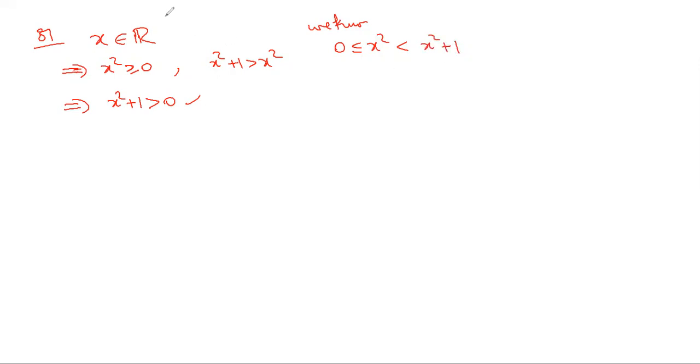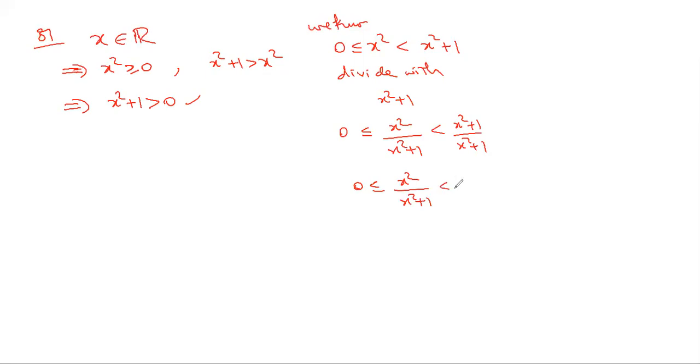So now I divide this with x square plus 1, a positive number. So 0 is less than or equal to x square by x square plus 1 is less than x square plus 1 by x square plus 1. So 0 less than or equal to x square by x square plus 1 less than 1. Right? You can use this method also.